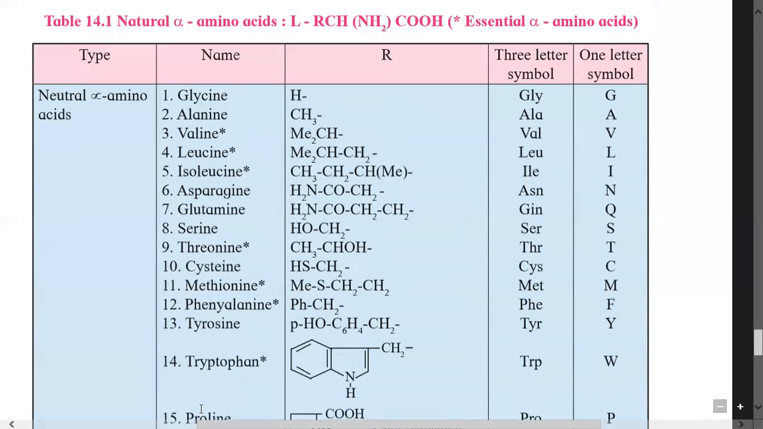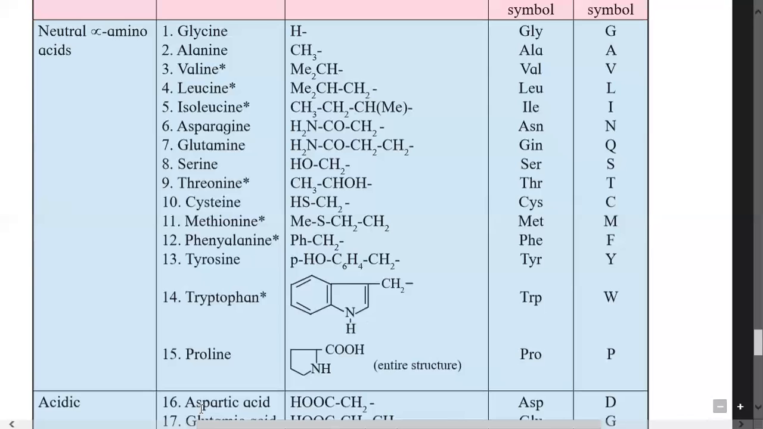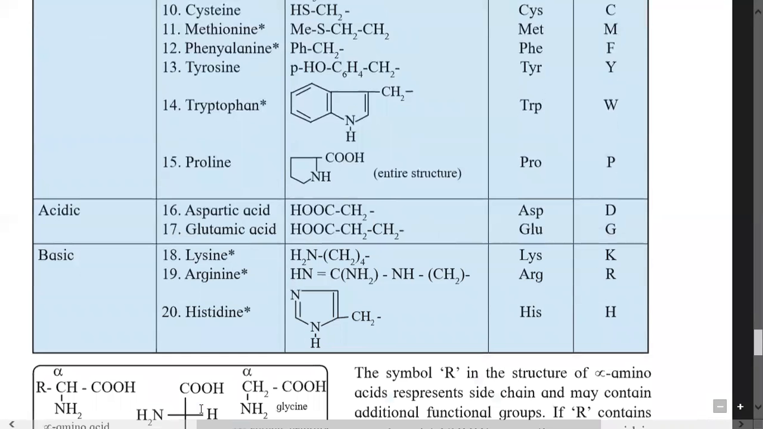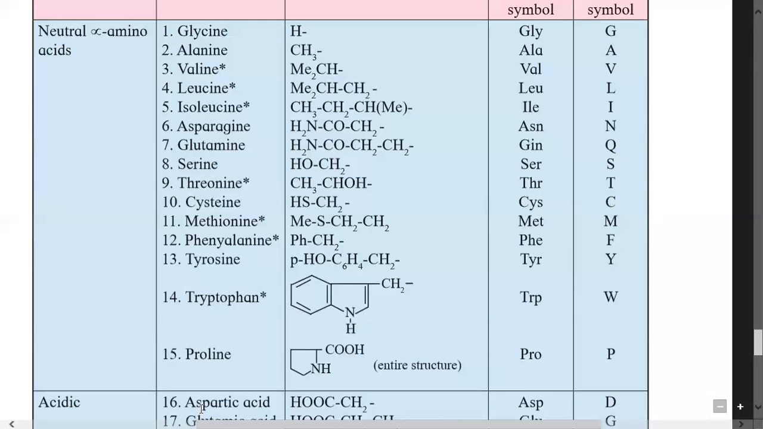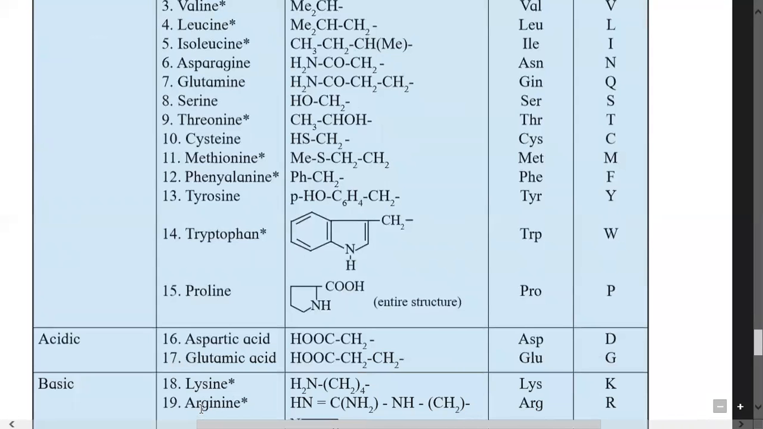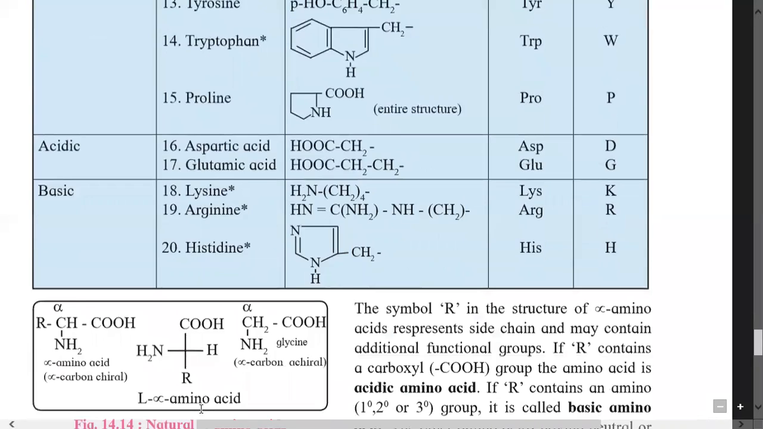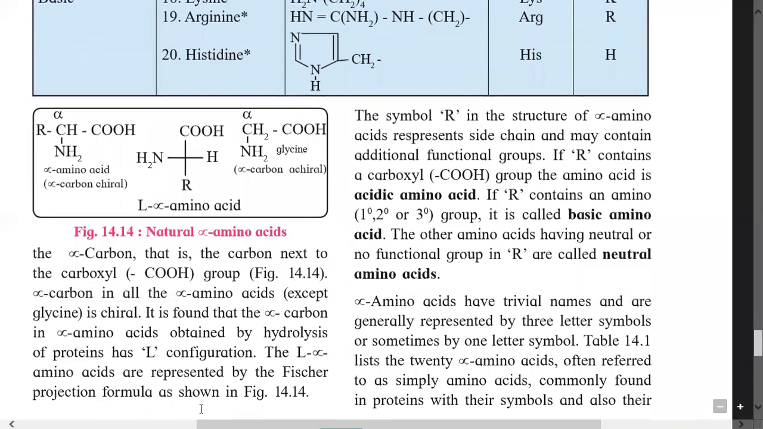So this is the classification of natural alpha amino acids. There are a total of 20 alpha amino acids. They are classified into neutral alpha amino acids, acidic alpha amino acids and basic alpha amino acids.